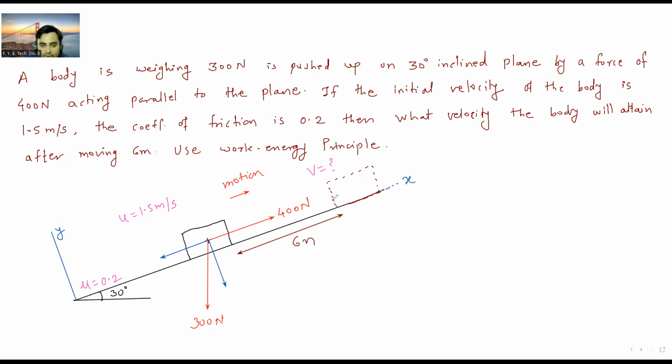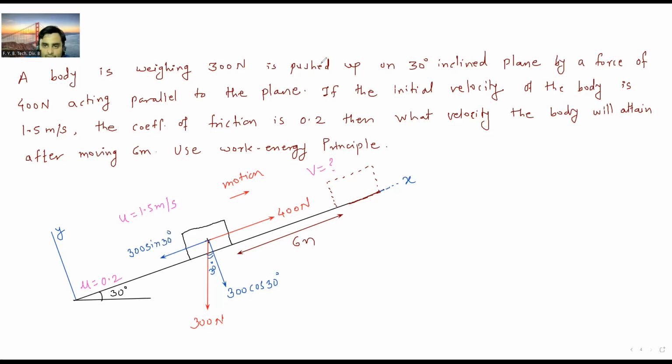Okay, so now when you resolve, this angle is 30 degree, then you know that the angle between the lines is the angle between their tangents or normals. This angle is also 30 degree. This will be 300 cos 30. This is 300 sin 30.